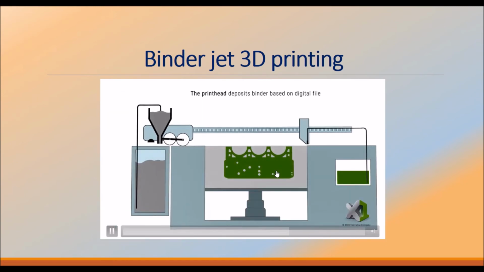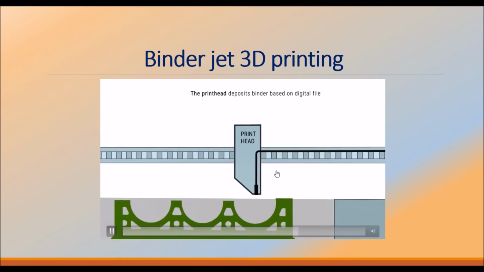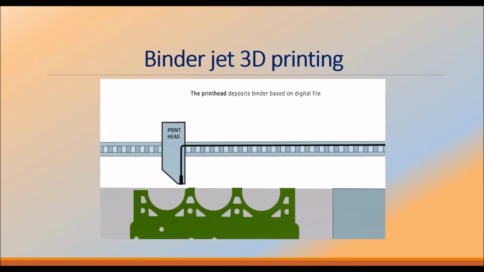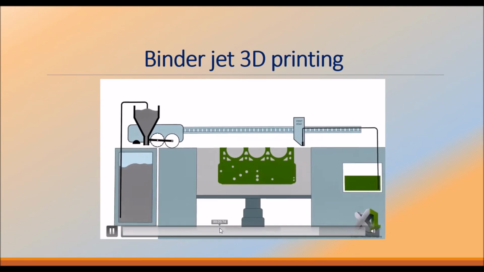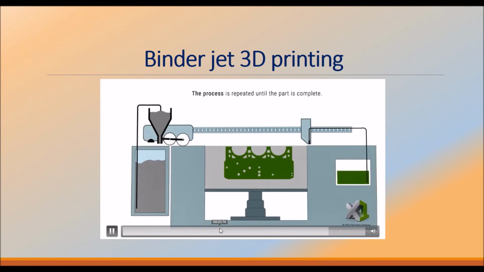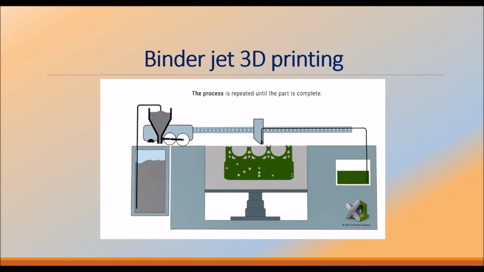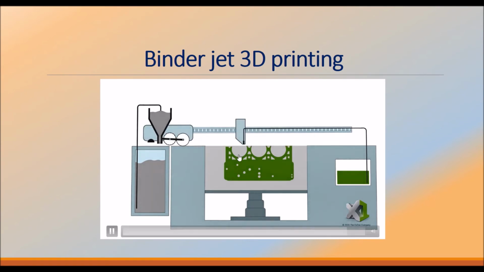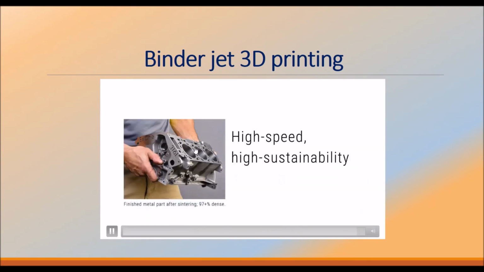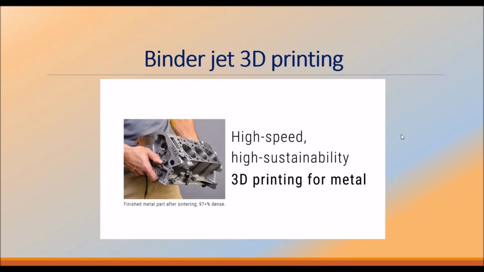As you can see, the print head deposits binder based on the digital file, and the process is repeated until the part is completed. Here you can see, as the material is depositing, you are going to get a print like this. So this is about binder jet 3D printing.